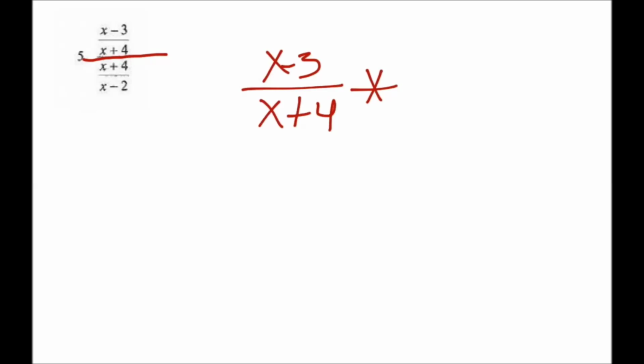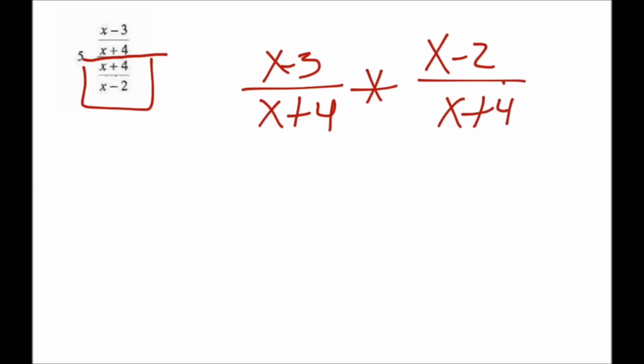Okay, this looks scary, but it's no big deal. We know that a fraction means to divide. So you're going to take this middle part, and that's your, quote, division. So it becomes x minus 3 over x plus 4. That was your first. Change to multiplication, and you flip this bottom part. So x minus 2 is on top, x plus 4 is on bottom.